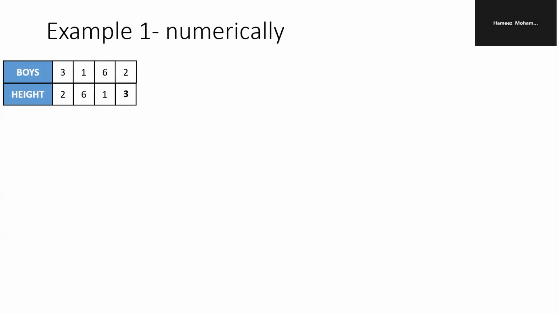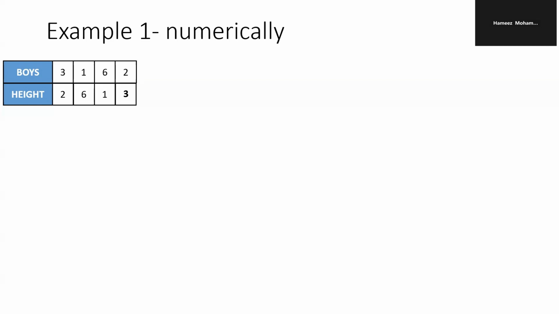So look at the pairs: 3, 2; 1, 6; 6, 1. And with boys of 2, the height was 3. So can we find anything with those pairs? Well, each one of those: 3 twos are 6, 1 six is 6, 6 ones are 6, 2 threes are 6. So the 6 is the constant.